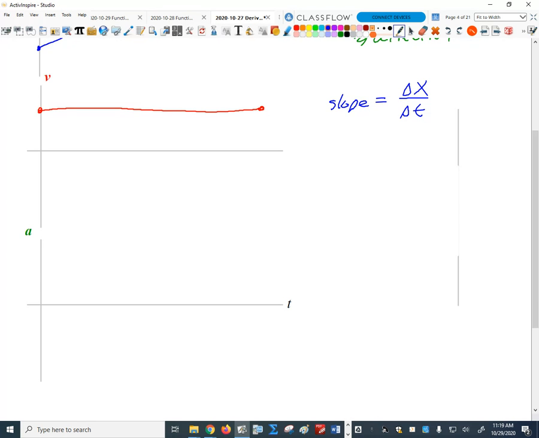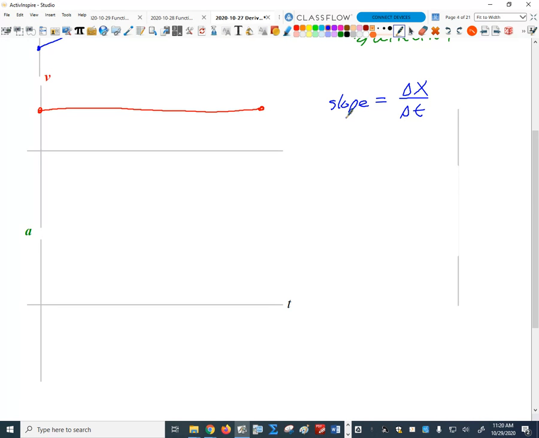Would it be just a constant value at 0? Yeah, because am I accelerating? What is acceleration? When do you experience acceleration? If you're driving in your car along a straight road, you only feel the acceleration when you're speeding up or you're slowing down, right? Otherwise, you don't feel any acceleration.